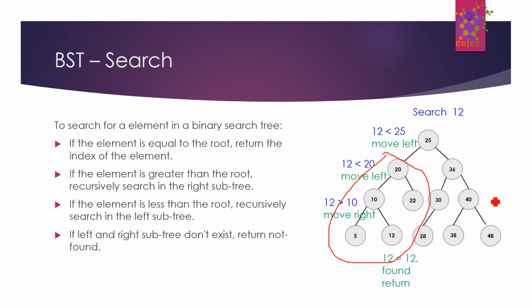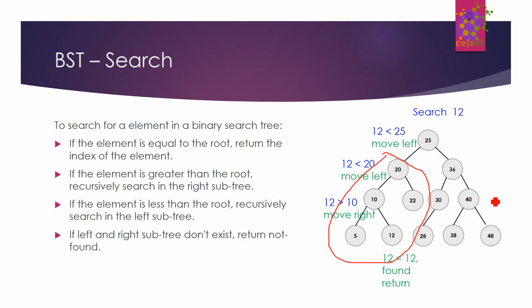Notice how the search operation is very efficient compared to an array where every element needs to be compared. In this binary search tree, almost in every step we are ignoring half of the data that we are searching.